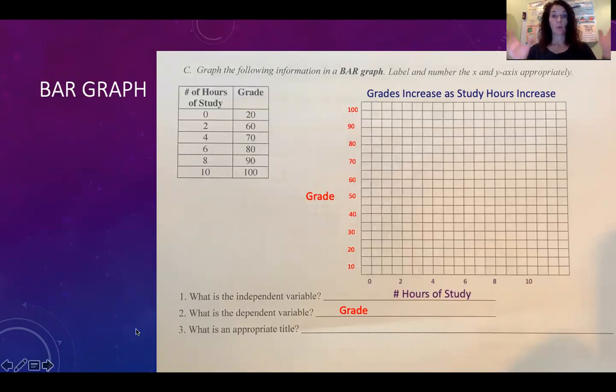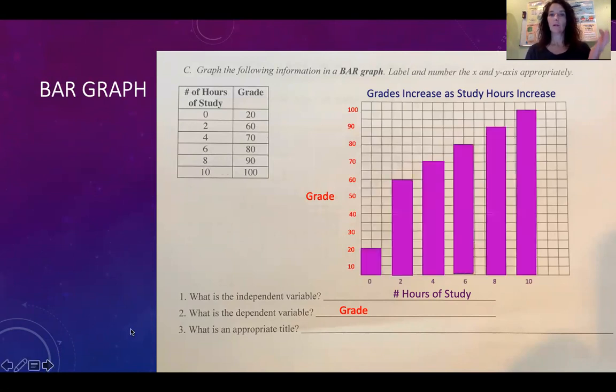Now, we're going to put them both together. So we have our hours of study across the bottom, across our x-axis, our grade going up the y-axis or the vertical side. And then we just put in our little boxes because these are our bar graphs. So we're making bars. So if you study 0 hours, you get a 20. If you study 2 hours, you get a 60. If you study 4 hours, 70.